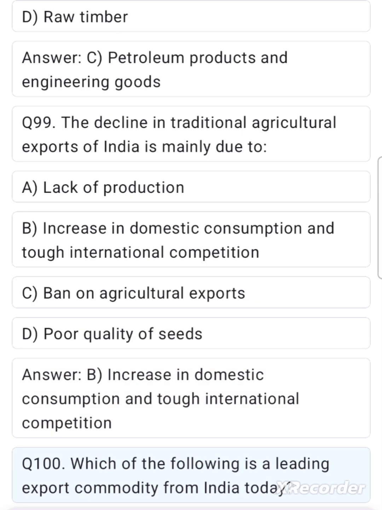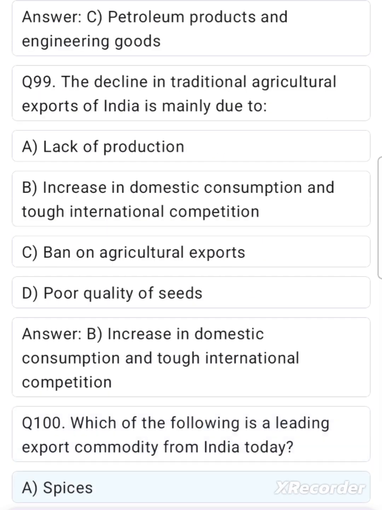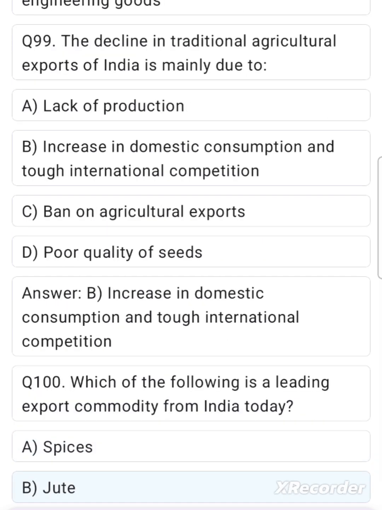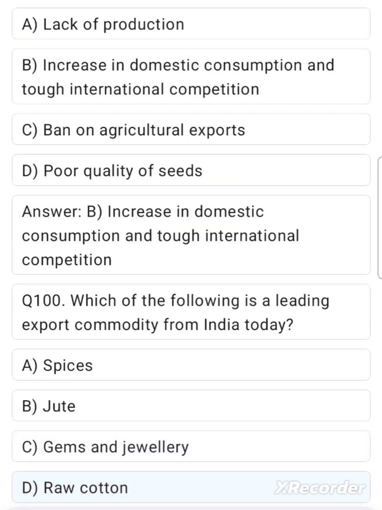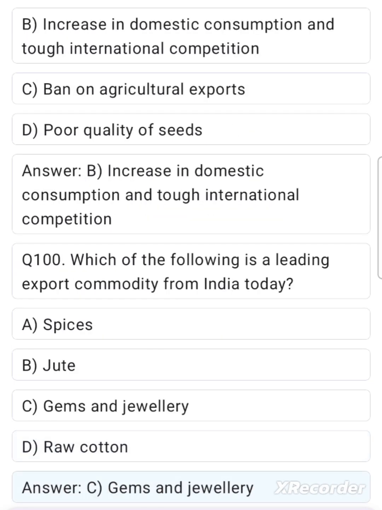Q100. Which of the following is a leading export commodity from India today? A. Spices. B. Jute. C. Gems and jewelry. D. Raw cotton. Answer C. Gems and jewelry.